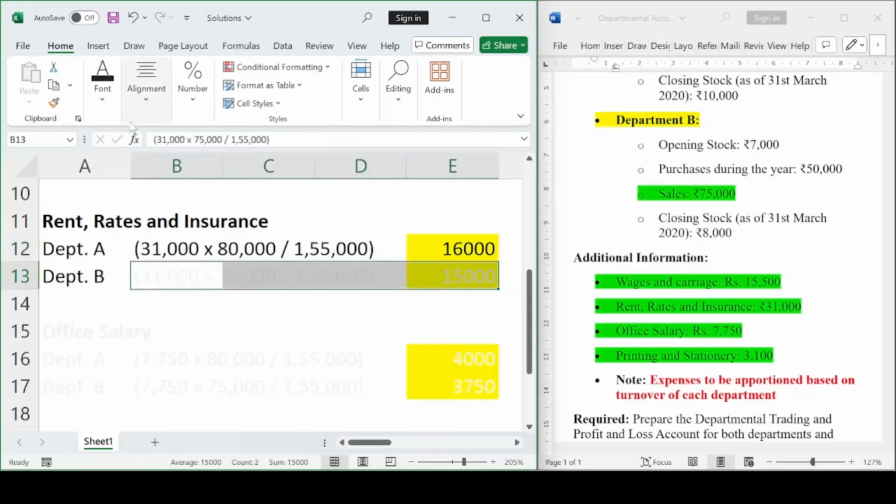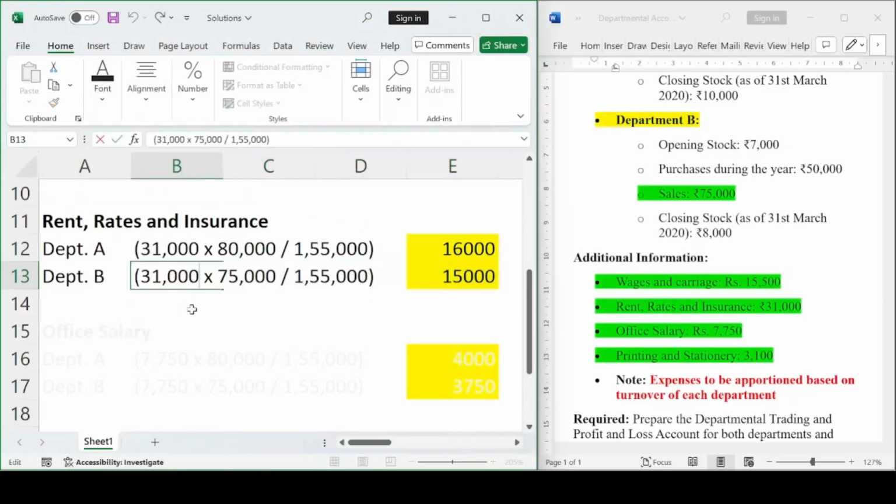Similarly, I will do it for department B. So 31,000 is the total rent, rates and insurance expense. 75,000 is the turnover of department B and the total turnover is 1,55,000. So I am getting the value as 15,000.